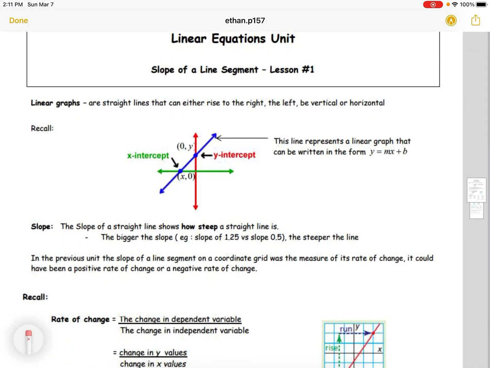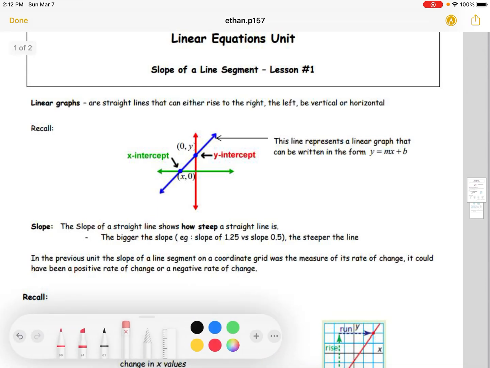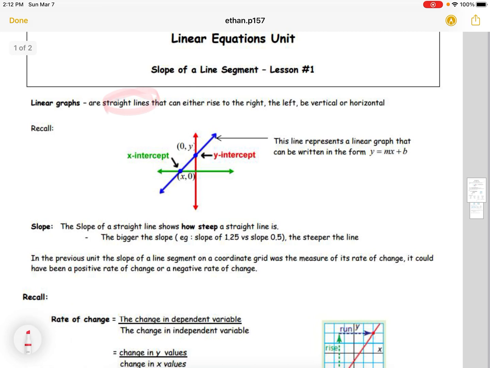Now, linear graphs are straight lines. We've talked about that. So here's a linear graph. Basically what we're talking about when we're talking about linear graphs is that it's a straight line. That's the key, right? Straight lines. They don't have any bends, they don't have any curves, they don't change direction.